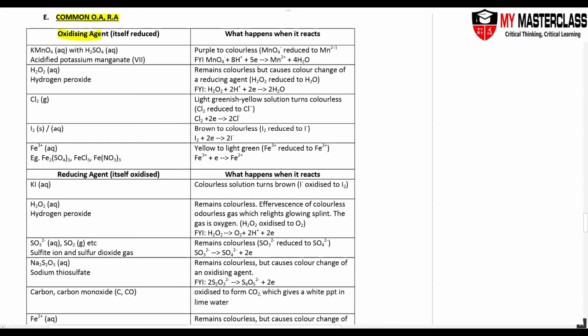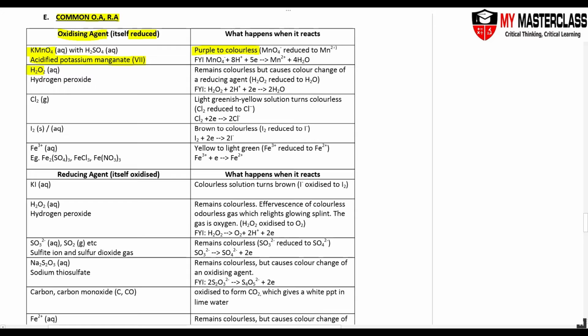So remember, oxidizing agents undergo reduction. The most common oxidizing agent you are going to use in the lab is KMnO4. It must be acidified, so acidified potassium manganate(VII). KMnO4 itself is purple and it will turn colorless when it is being reduced. When it is acting as an oxidizing agent, it will turn from purple to colorless.